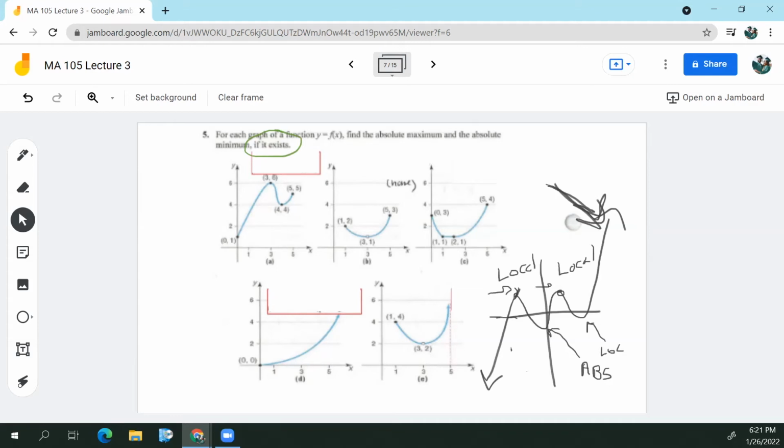All right, so let's do this exercise real quick. If we look at A, we can see there is an absolute max here at 3.6, and there's an absolute min at 0.1. Now, the reason why we know there's an absolute max and absolute min here, or hold on, let me ask you this question. So I'm telling you that the absolute minimum is at 0.1. Okay.